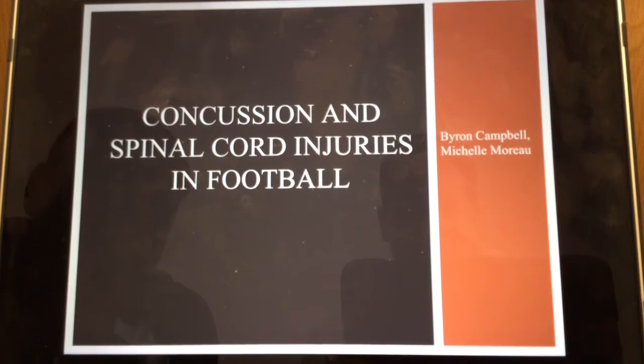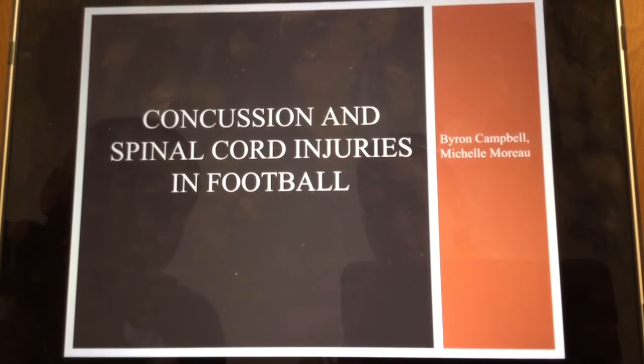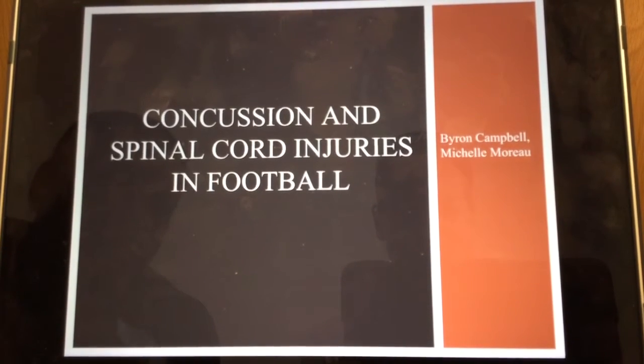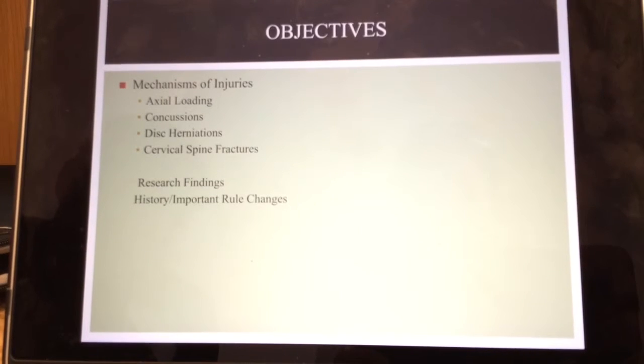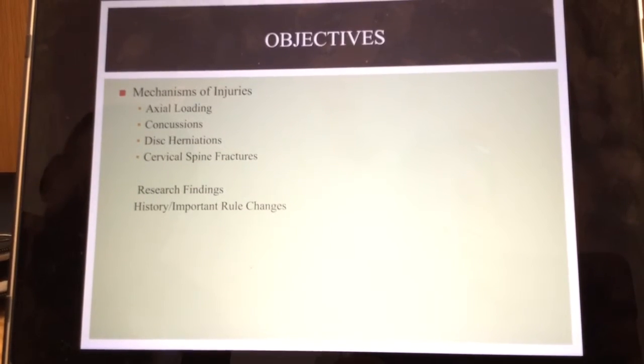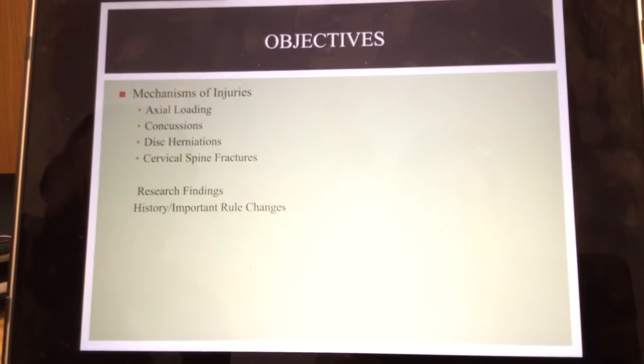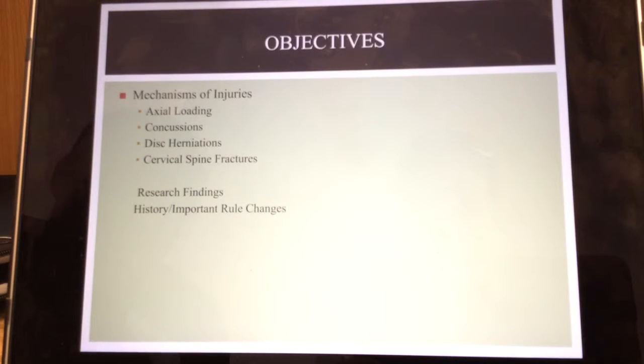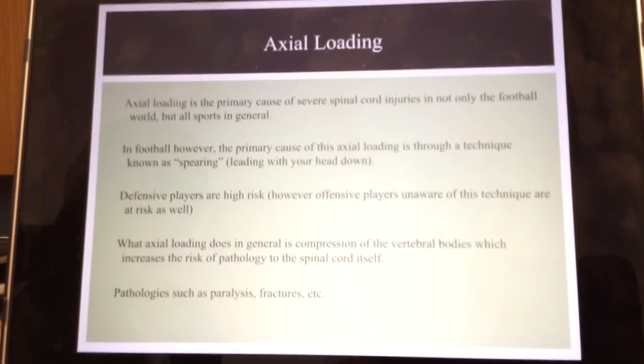We're doing our presentation on spinal cord injuries and also concussions in football. Right here are our objectives that we're going to talk about: mechanism of injuries, then we're going to present our research findings, and then we're also going to give you a little bit of history and some important rule changes as well.